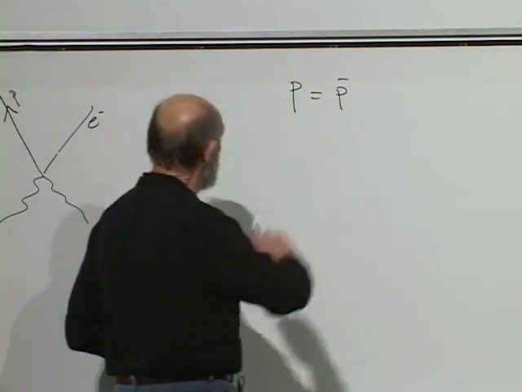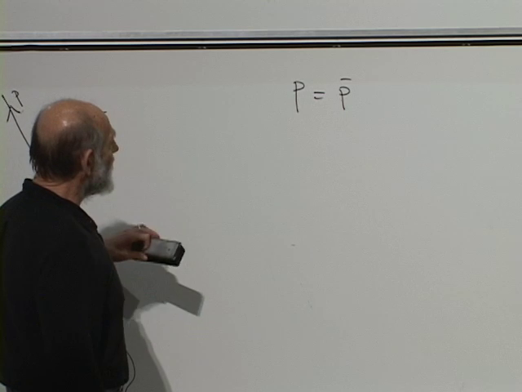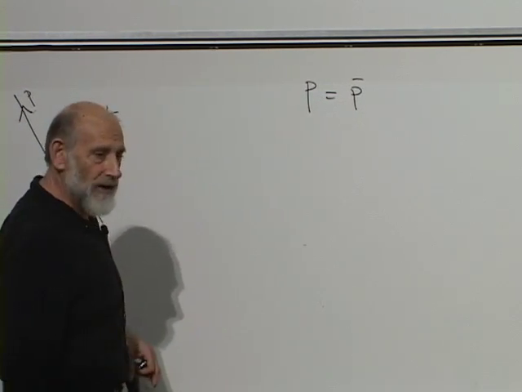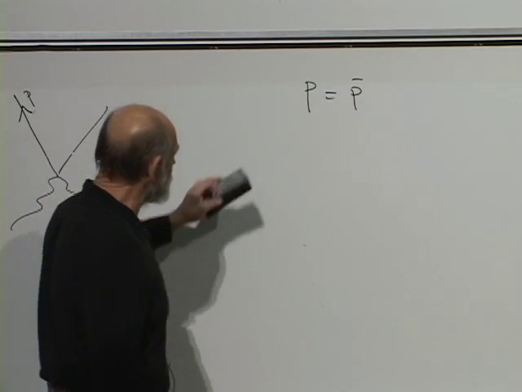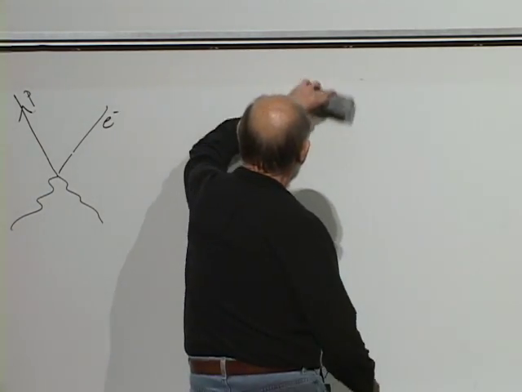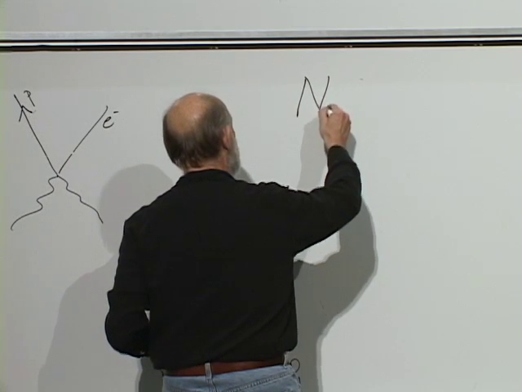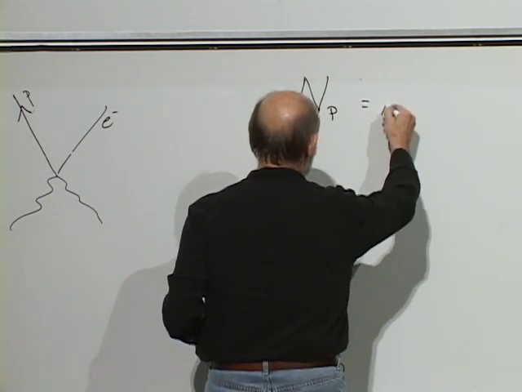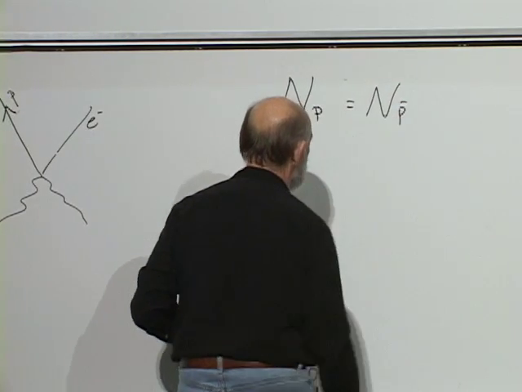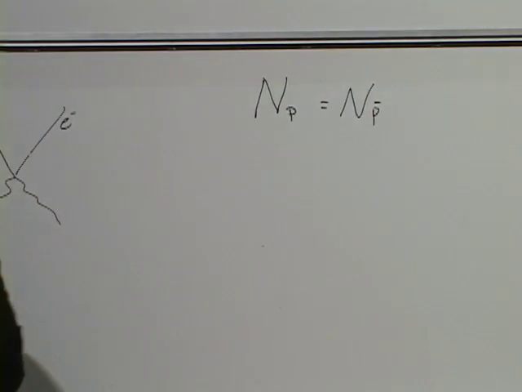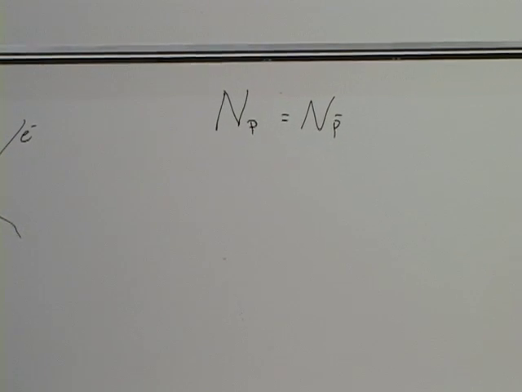The bar, incidentally, stands for anti. I don't mean that a proton is the same as an antiproton. That's nonsense. They have opposite charge. I mean that the number of protons equals the number of antiprotons. Supposing we start that way in the very, very early universe.